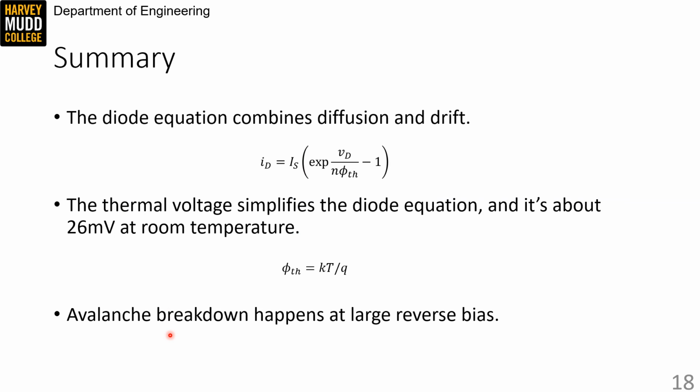So in summary, the diode equation, which is pictured here, combines diffusion and drift. So this is a diffusion term. It's exponentially sensitive to the applied voltage, and this is a drift term. It doesn't care about the applied voltage. The thermal voltage simplifies the diode equation, and it's about 26 millivolts at room temperature. We define the thermal voltage as being kT over q. And avalanche breakdown happens at large reverse bias.